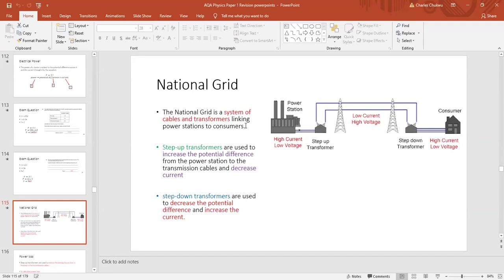But on the side of the homes, for us at home, we now have what we call step-down transformers, which will flip the equation. In this case, the potential difference is now reduced to what our devices can carry that won't blow our devices. And then the current can now be increased to the level that the devices can handle too.